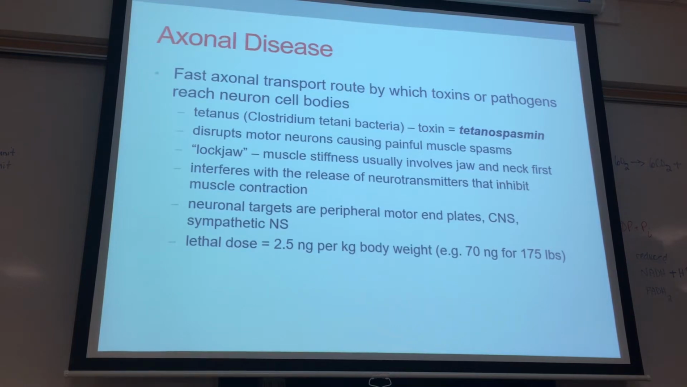Now, there are certain diseases that are characterized by damage of that axonal transport. And one of the examples that you can see here is tetanospasmin, which is a toxin produced by the Clostridium tetani bacteria. In other words, a condition known as tetanus. So in this case, this tetanospasmin that's produced by this bacteria comes in and targets our neurons.